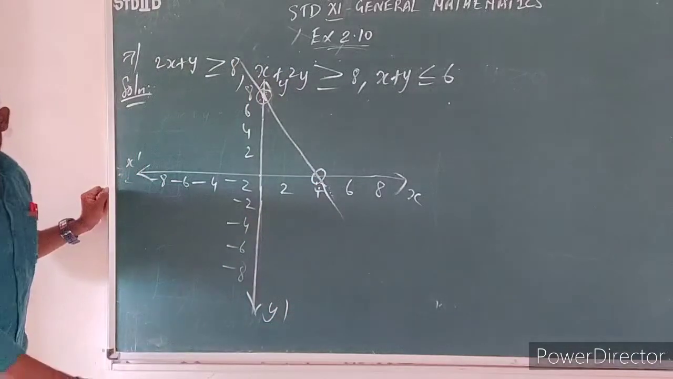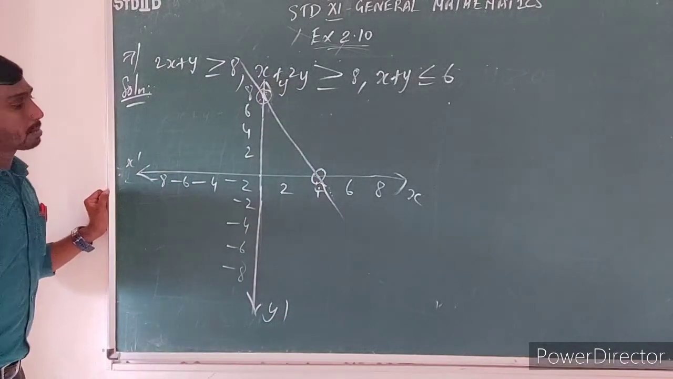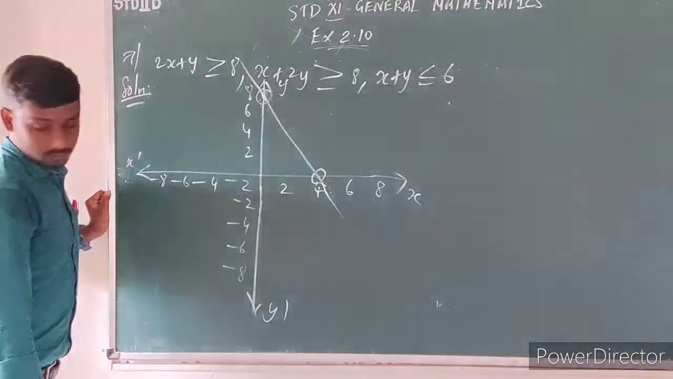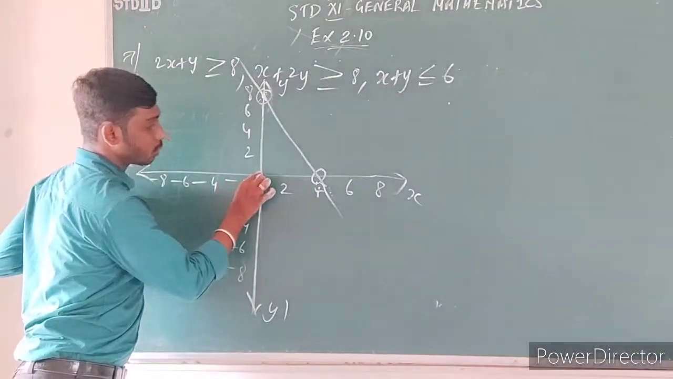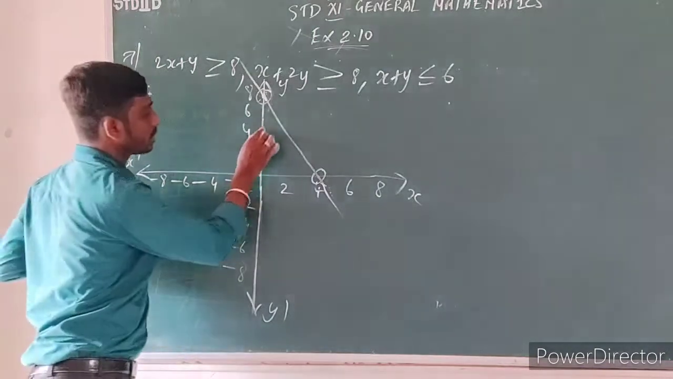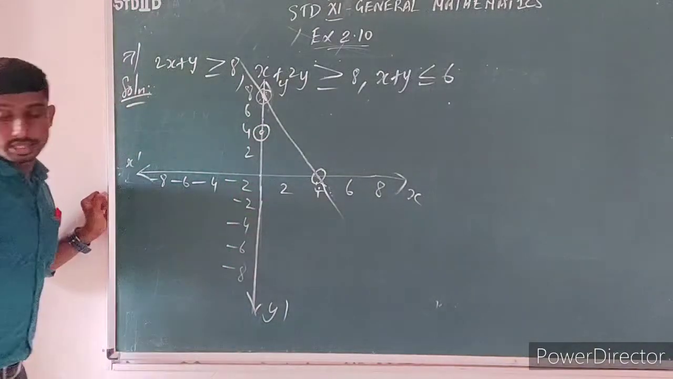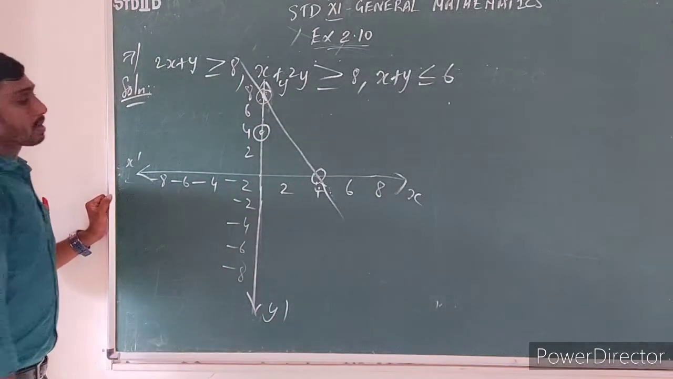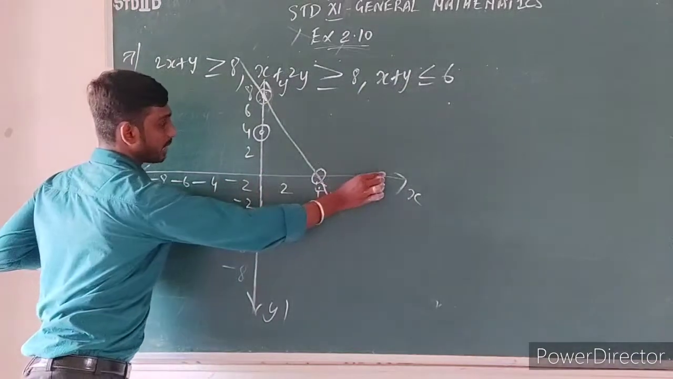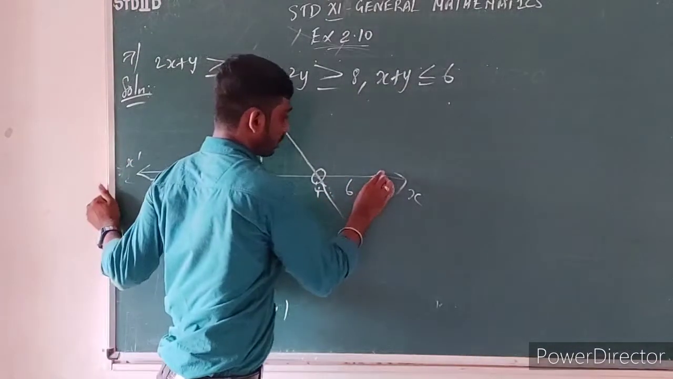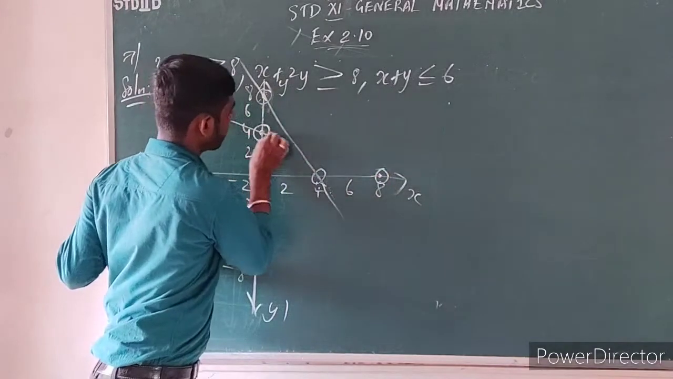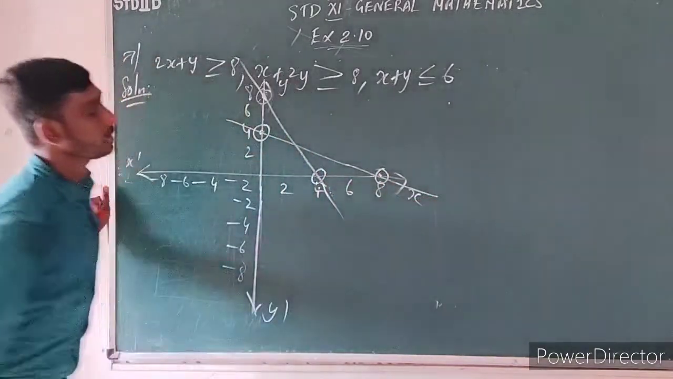The next is 0, 4. In the x-axis 0, in the y-axis that will be 4. Then 8, 0 in the x-axis. Here we are plotting this one. Now joining these 2 points.